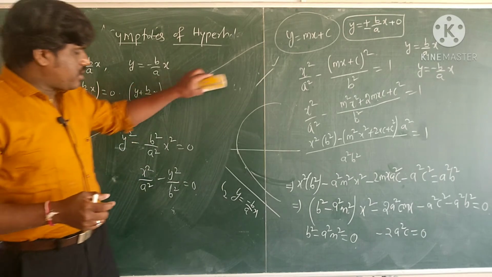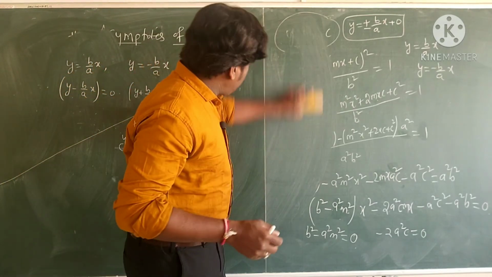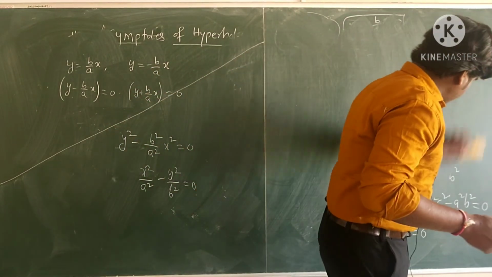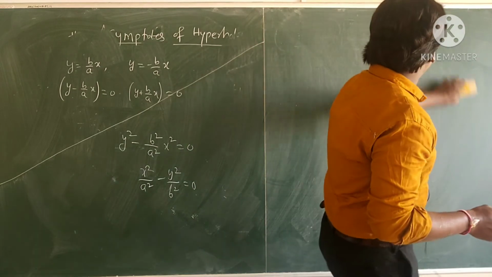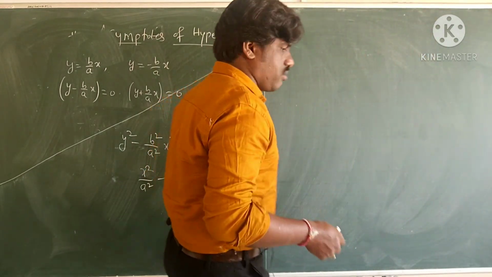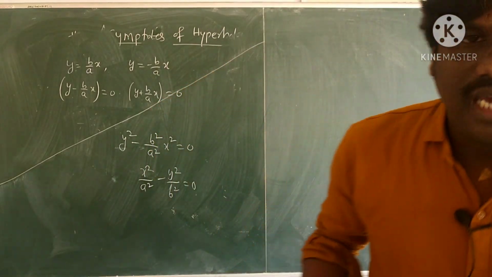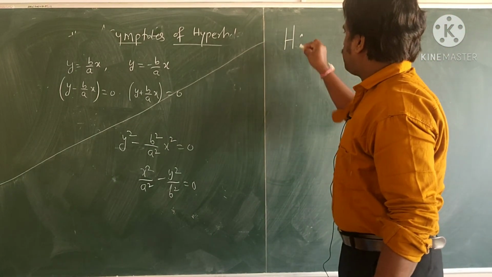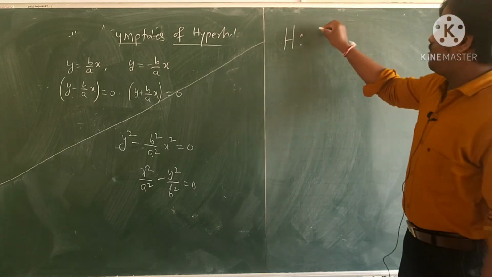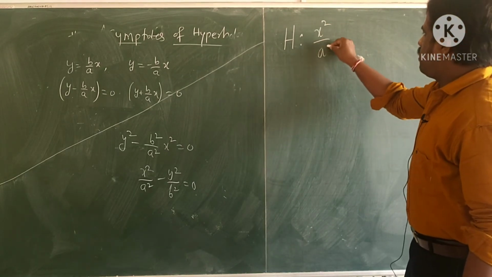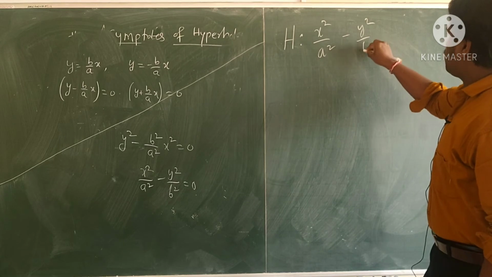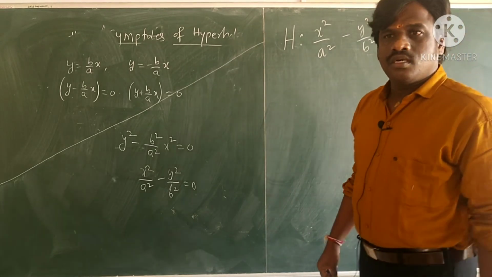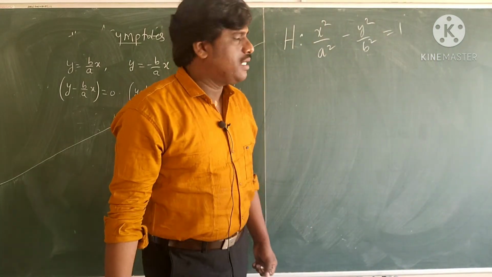So what you have learned here, the main thing is this only. You have to know the equation of asymptote. Here I will just tell you the hyperbola equation. H means hyperbola. What is the equation of hyperbola? x square by a square minus y square by b square is equal to 1, right? The hyperbola equation is this.